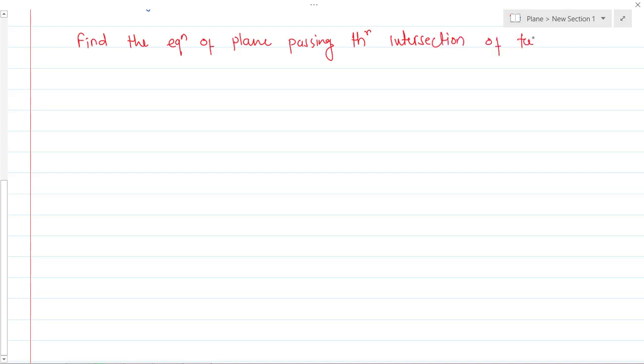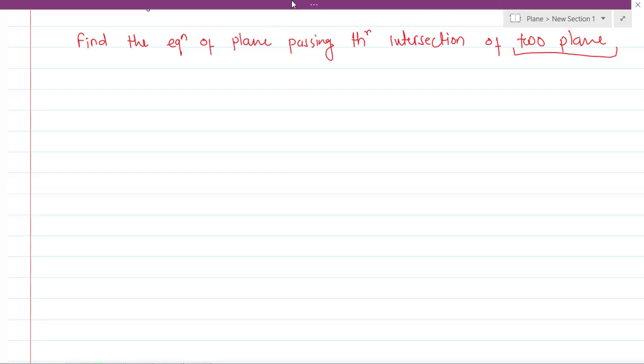Okay, so in this last scenario the information we are getting is: find the equation of the plane passing through the intersection of two planes. So we have two planes, they are intersecting each other, and we want to find out the plane which is passing through the intersection of these two planes.